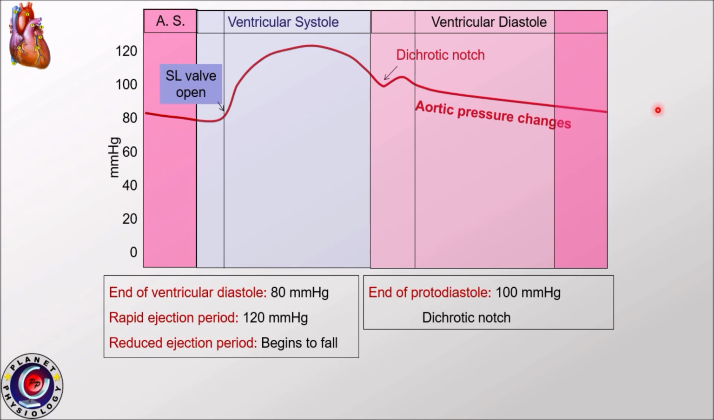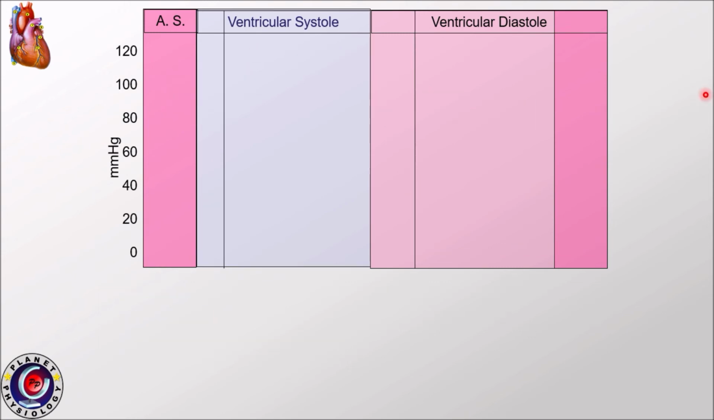Now here are the left ventricular pressure changes for your reference. So left ventricular pressure changes are taking place from 0 to 120 millimeters of mercury, but aortic pressure changes are taking place between 80 to 120 millimeters of mercury. Next, we will study atrial pressure changes.